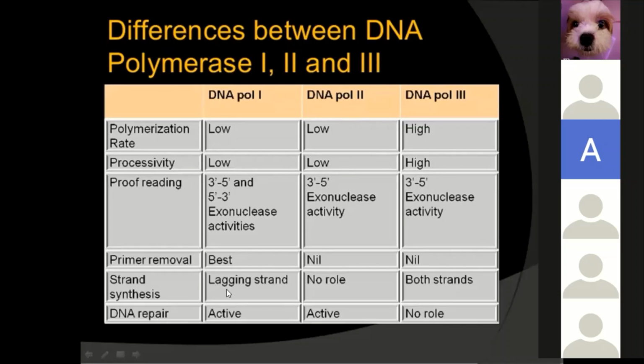In the lagging strand only, strand synthesis is there. DNA polymerase 2 has no role in that. It is for both the strands. It helps for chain elongation. DNA repair, this is active. It has no role in that.